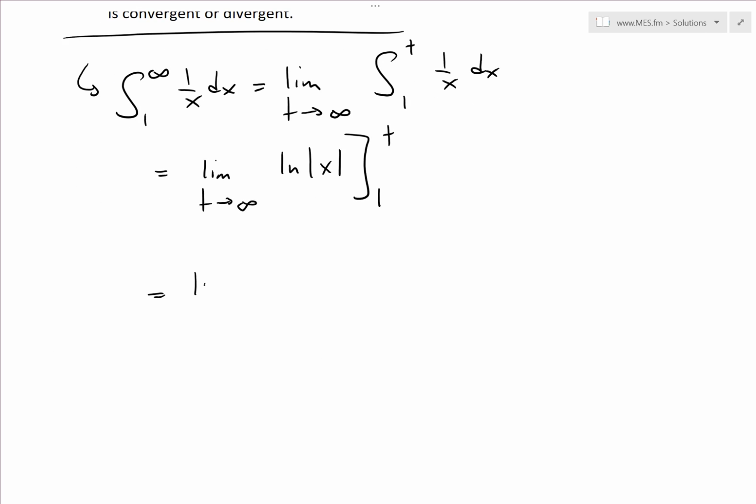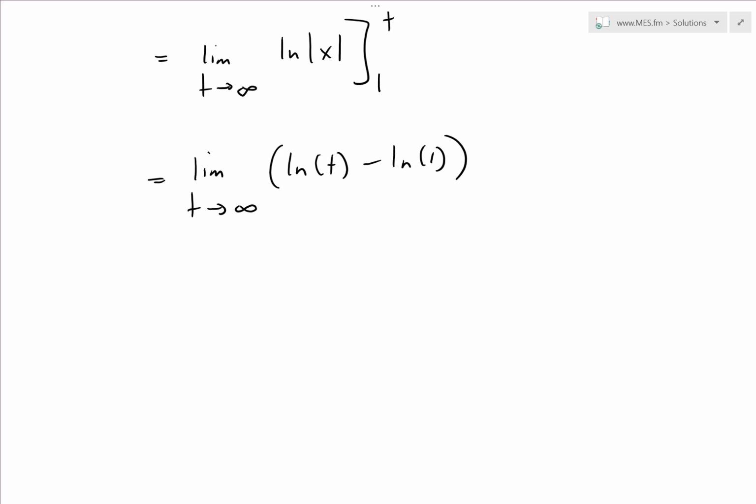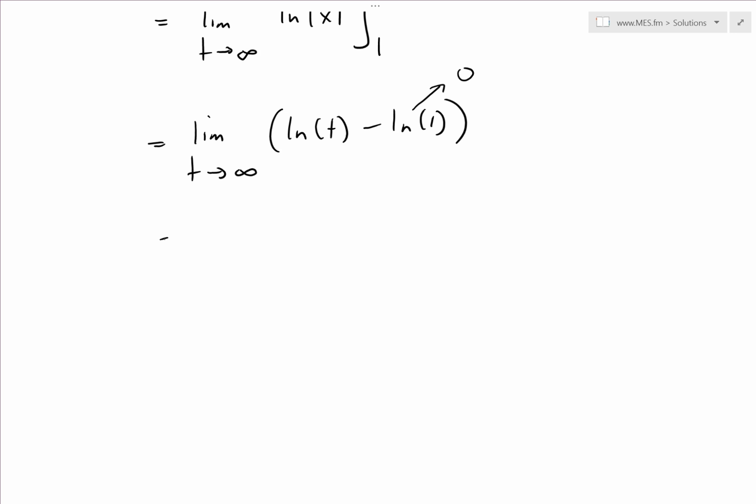So this equals the limit as t approaches infinity, and now when we put these inside, we get ln of t minus ln of 1. Since both t and 1 are positive, we can remove these absolute value signs. Now ln of 1, if we recall our logarithmic properties, is just equal to 0. So that goes to 0, and we are left with the limit as t approaches infinity of ln of t.